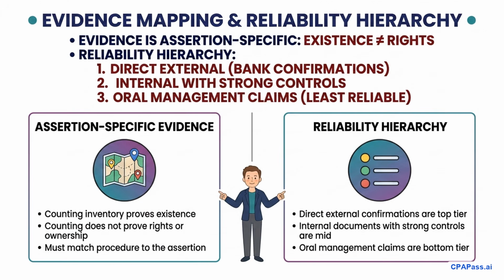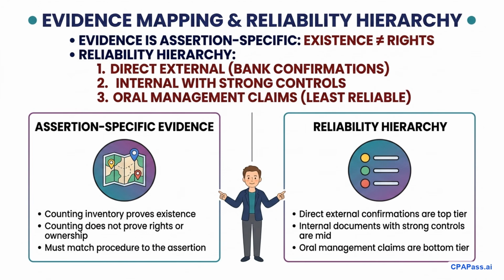Audit evidence is highly assertion-specific. For example, physically counting inventory is perfect for proving the existence assertion, but it tells you absolutely nothing about the rights and obligations assertion, meaning whether the client actually owns that inventory or if it is held on consignment. To test ownership, you must inspect purchase invoices instead.